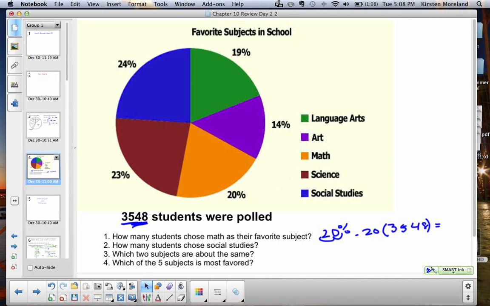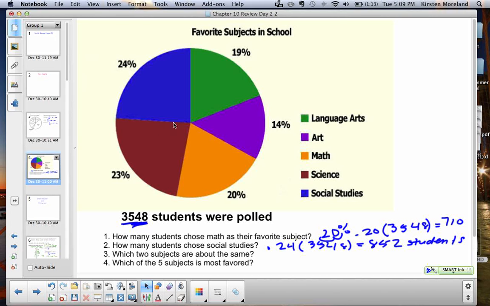I get my calculator up. 0.2 times 3,548 gives me a total of 709.6, so approximately 710 students. Do the same thing for social studies. You're going to do 0.24 because it's 24% times the total students. And that gives me 851.52, so approximately 852 students.